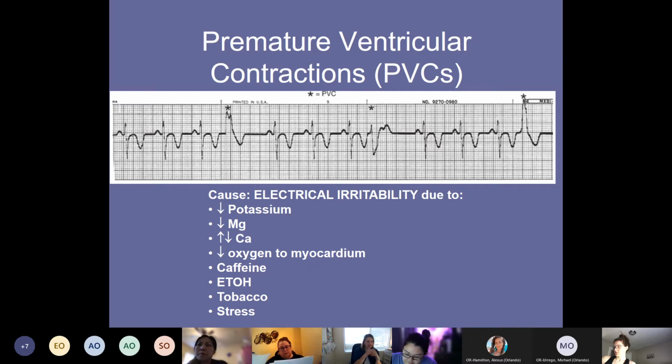And it's going to fire and it's going to go cell to cell to cell to cell. It's not going to be on the bundle of His, bundle branches to the Purkinje fibers. Remember, that's that fast highway that makes a narrow QRS. When we have a PVC, that impulse is coming from a ventricular cell that's irritated. It's going to go cell to cell. You're going to have a wide and bizarre QRS.